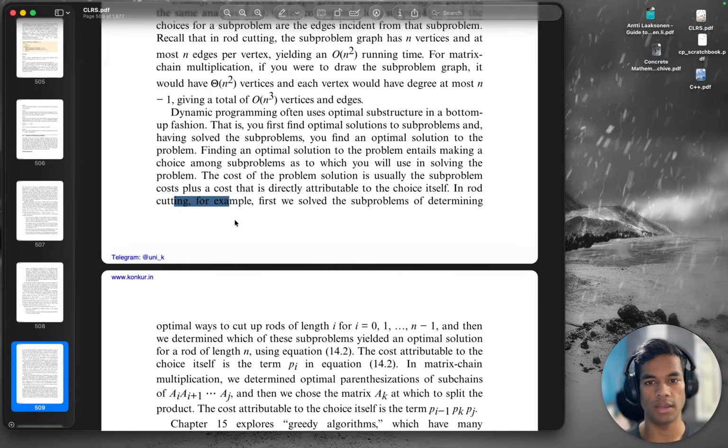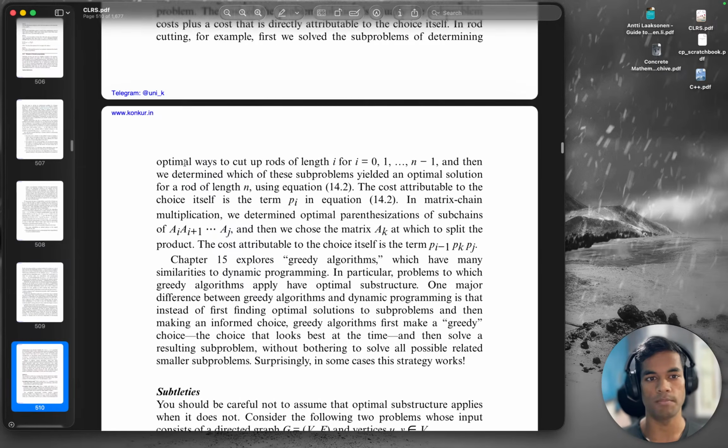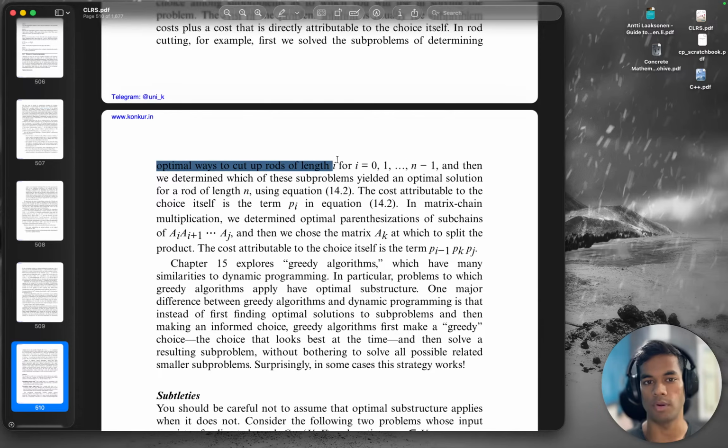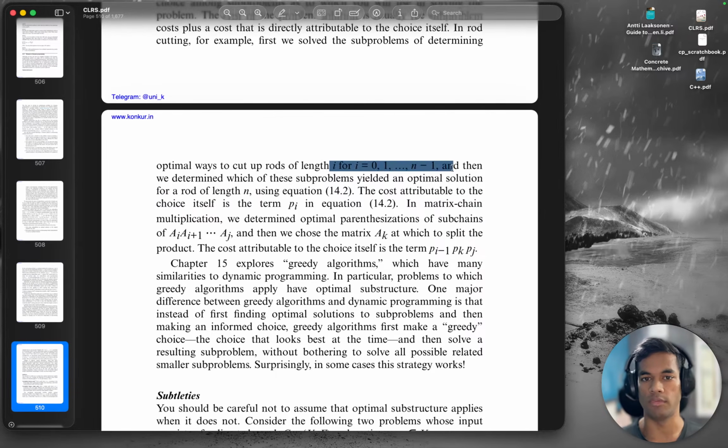In rod cutting, for example, first we solve the subproblems of determining optimal ways to cut rods of length i, where i ranges from 0 to n minus 1. So first we solve all of these subproblems, and then we determine which of these yield an optimal solution for a rod of length n by going through all of them. In this particular example, we have to go through all of them.